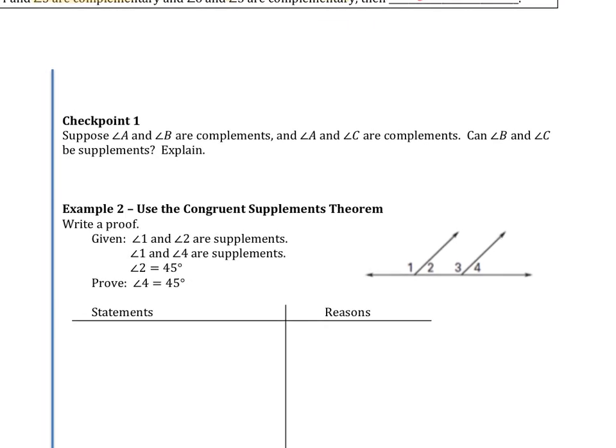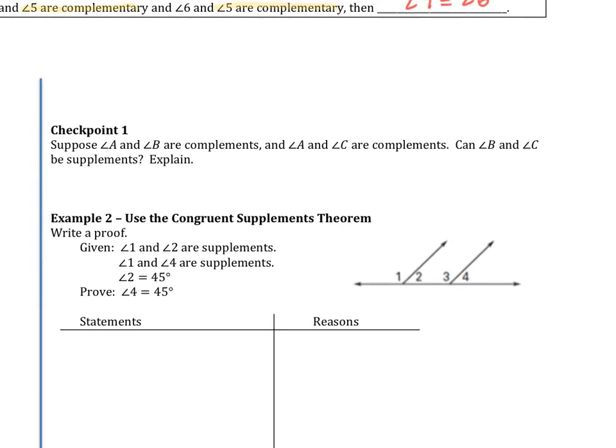Okay, so let's scroll down to checkpoint 1. It says, suppose angle B and angle A are complements, and angle A and angle C are complements. Can angle B and angle C be supplements? Explain. So if angle A and B are complements, what that means is the measure of angle A plus the measure of angle B equals 90 degrees. Okay, and we also know that the measure of angle A plus the measure of angle C equals 90 degrees, right? Because we said A and C are complements and A and B are complements.